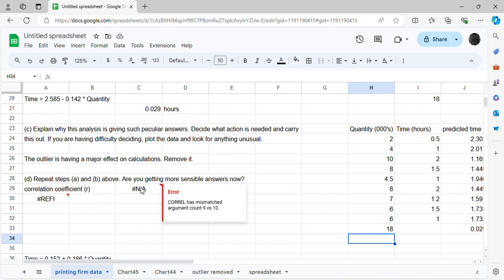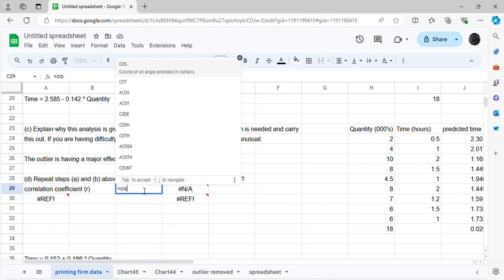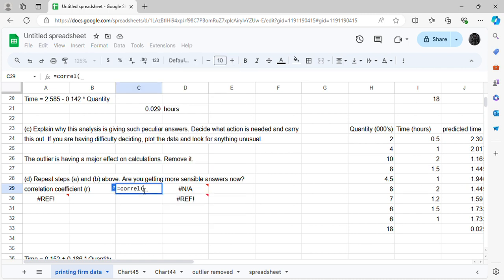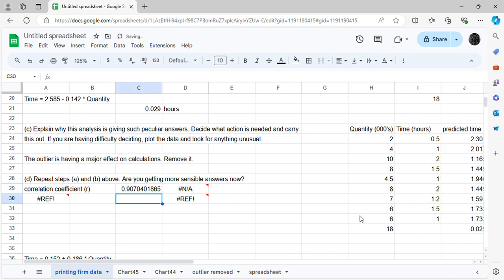So for the correlation coefficient, we type equal correl of first the dependent values, comma, then the independent values, and close the bracket. That's 0.907. Now this is very close to 1, which is showing a strong positive relationship, which is consistent with the estimator's opinion.